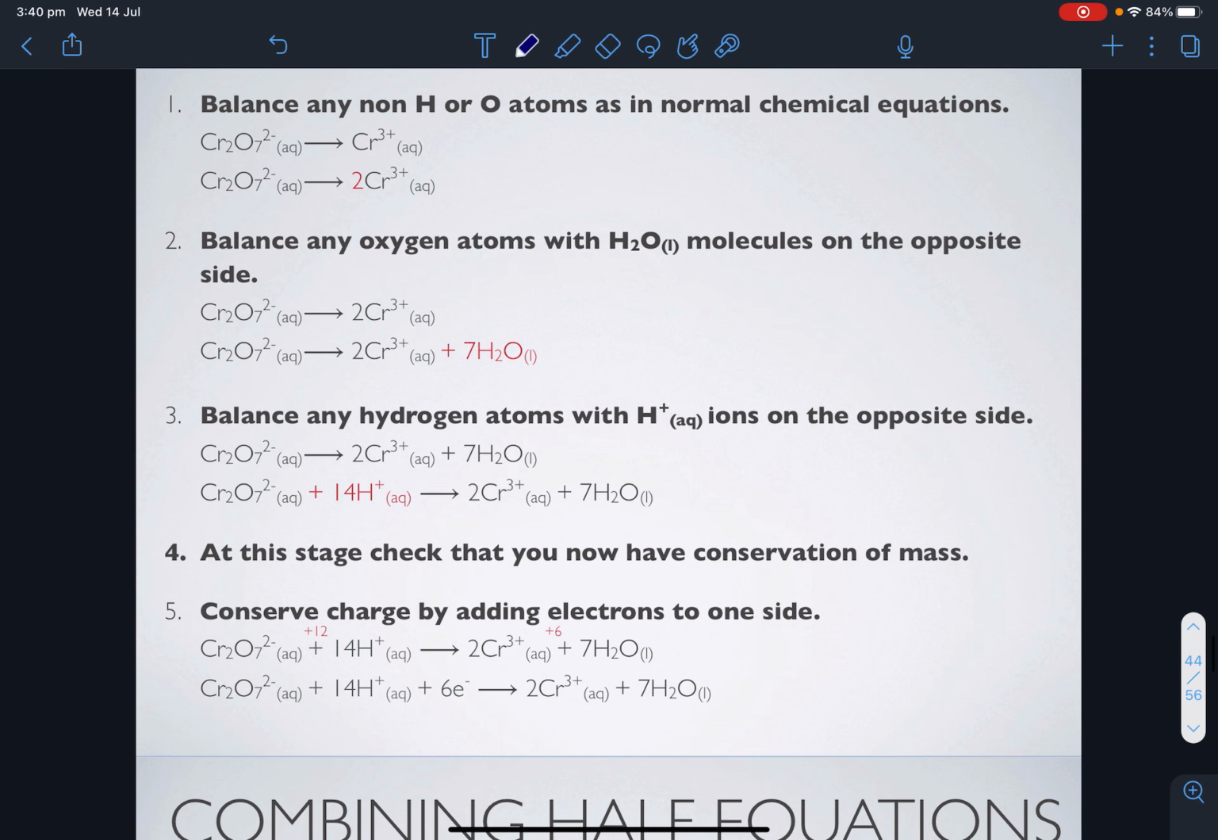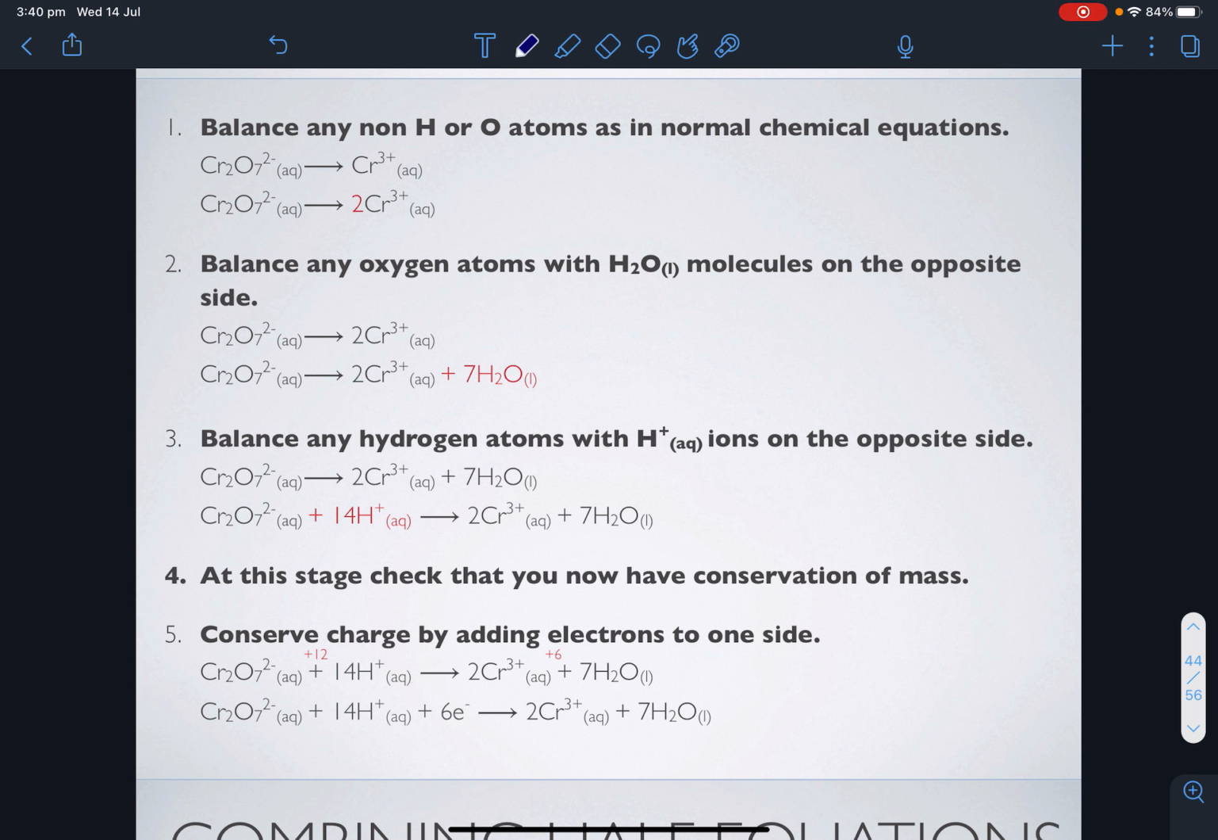Okay. So first up, we're talking about a half equation and balancing a half equation. What we know and what we're given from the equation is we're starting off with dichromate and it's going to chromium 3+. We're aiming to balance this half equation because you can see from this half equation you haven't got a balance because you've only got 1 chromium on the right and 2 on the left, and you've got these oxygens as well, okay?